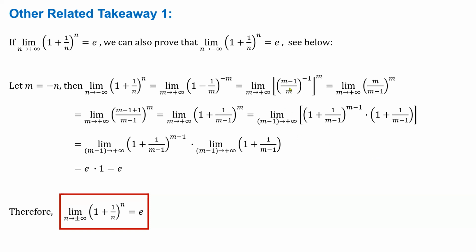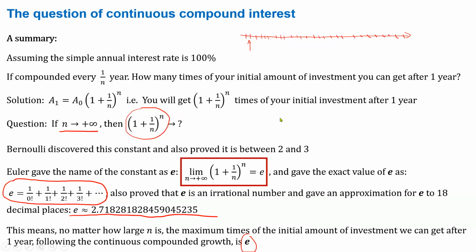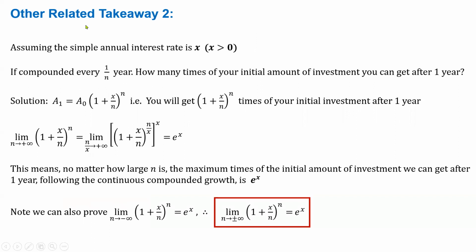Okay, if no questions, let's have a look at another takeaway from the previous discussion. Well, another takeaway is that, assuming the simple annual interest is X, so now here is not 100%. Let's suppose the simple annual interest is X now, okay? X is a positive number, not necessarily 100%, right? If compounded 1/n year, how many times your initial amount of investment can you get after 1 year?